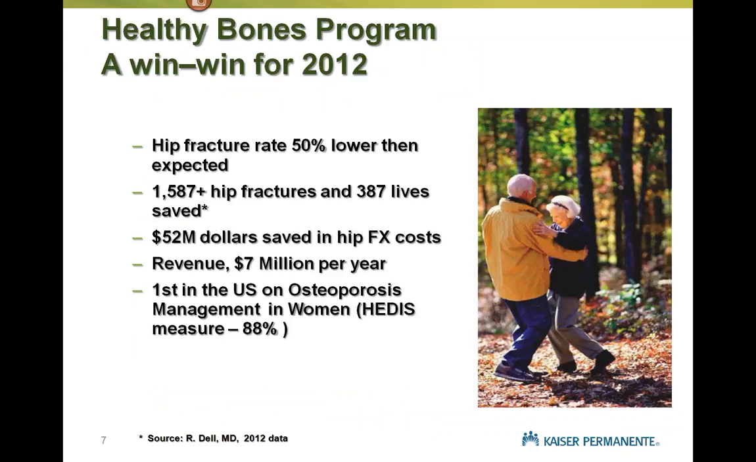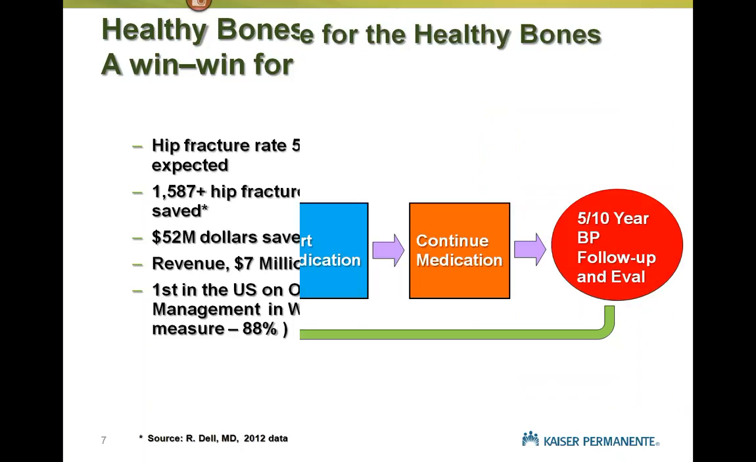But our program proved to be successful. By the year 2012, we ran some numbers and we found that we were able to reduce our hip fracture rate to about 50% lower than expected. That meant that we saved about 1,587 hip fractures and 387 lives. We saved about $52 million in hip fracture costs, and about $7 million in revenue. And we were first in the nation in our HEDIS measure. This was huge for us.